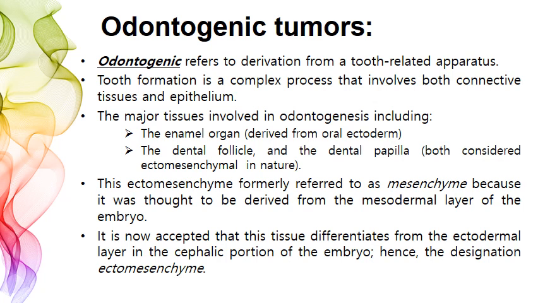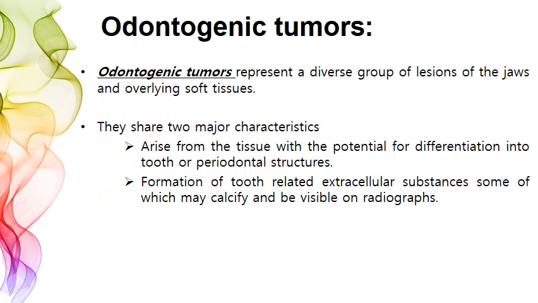Why are these terms important? The ectomesenchyme and the epithelium, as I said, are the origin of odontogenic tumors. According to these tissues, we will classify the odontogenic tumors. So, what are the odontogenic tumors? Odontogenic tumors represent a diverse group of lesions of the jaw and overlying soft tissue. So they are not only present in the jaw, they also may be present in the gingiva.